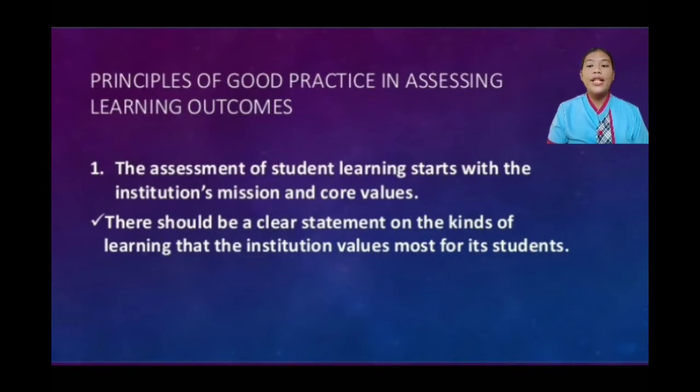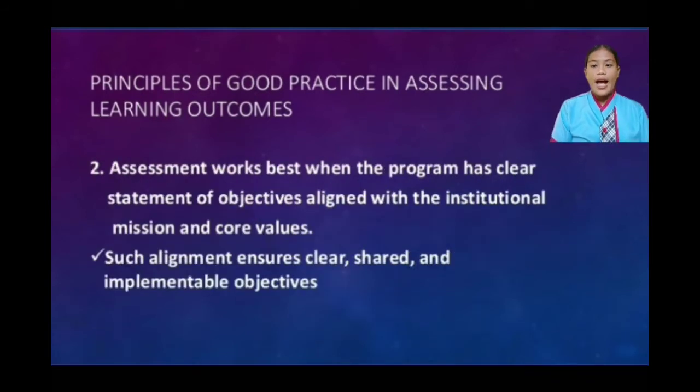First, the assessment of student learning starts with the institution's mission and core values. There should be a clear statement on the kinds of learning that the institution values most for its students. Second, assessment works best when the program has a clear statement of objectives aligned with the institutional mission and core values. Such alignment ensures clear, shared, and implementable objectives.